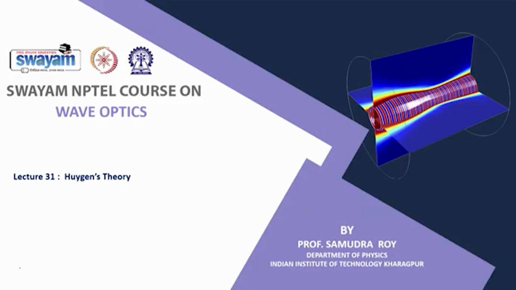Hello students, welcome to the wave optics course. Today we have lecture number 31, where we will discuss more about Huygens' theory.